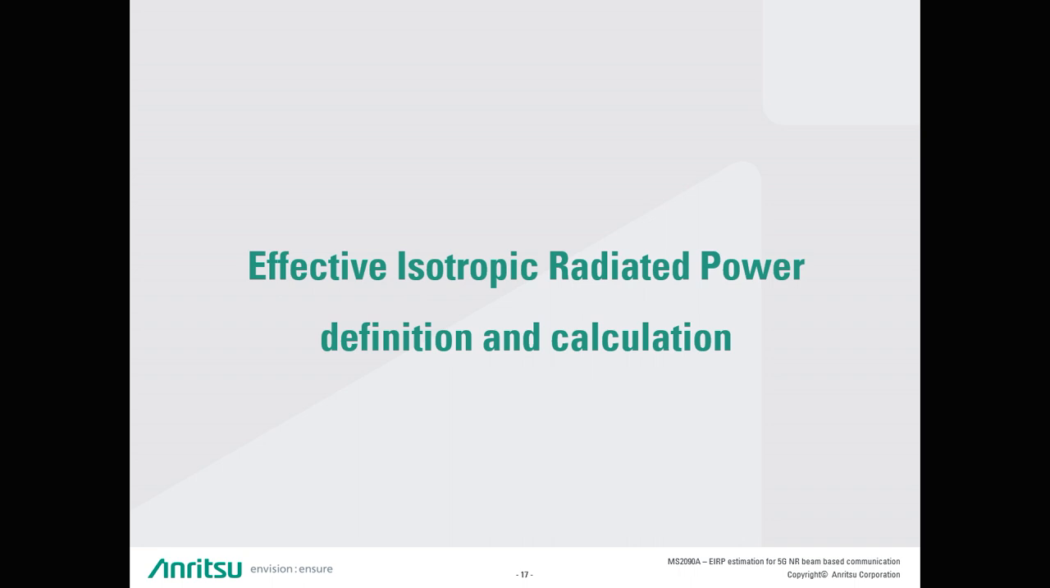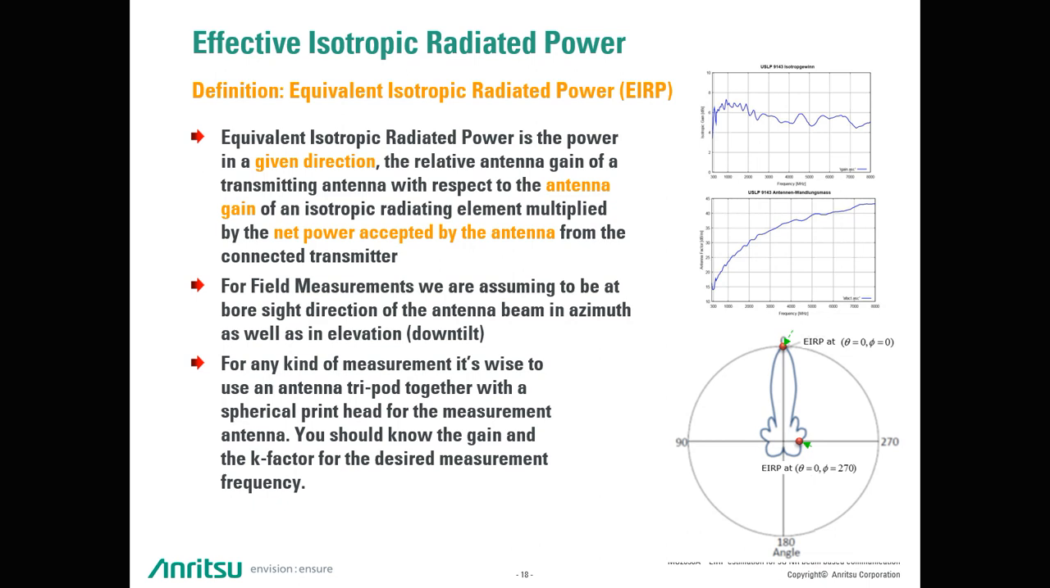Effective isotropic radiated power definition and calculation. Equivalent isotropic radiated power can be defined as the power in a given direction and with a relative antenna gain with respect to the antenna gain of an isotropic radiating element, multiplied by the net power accepted by the antenna from the connected transmitter.